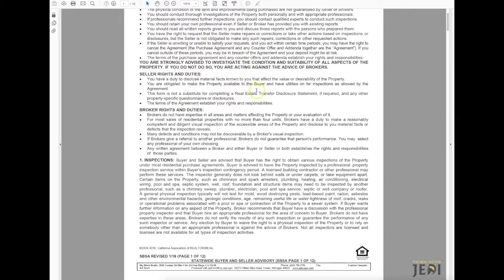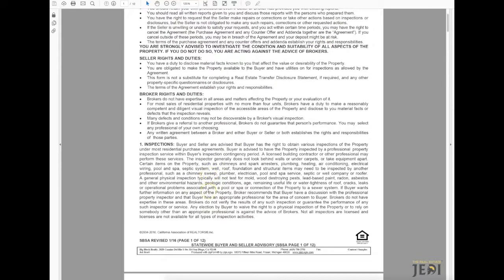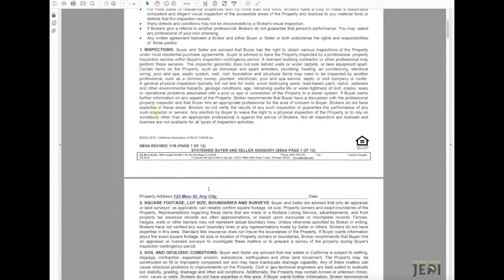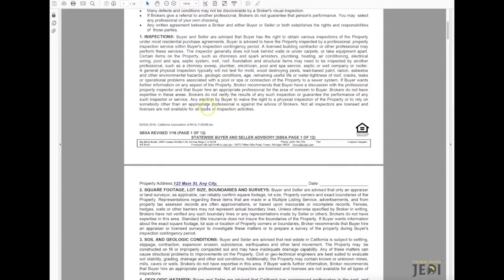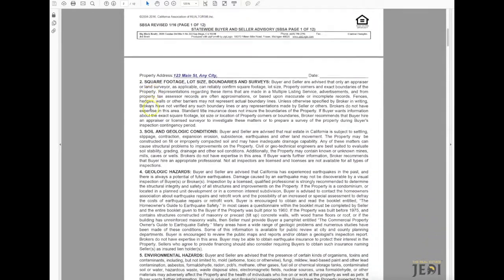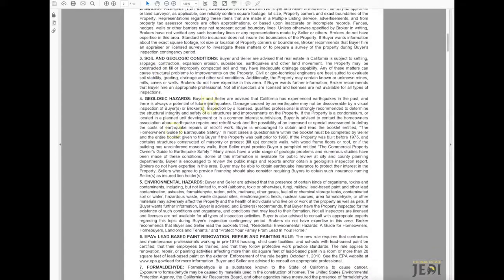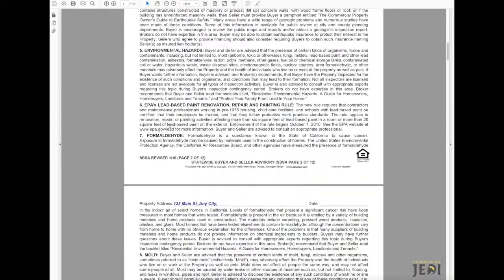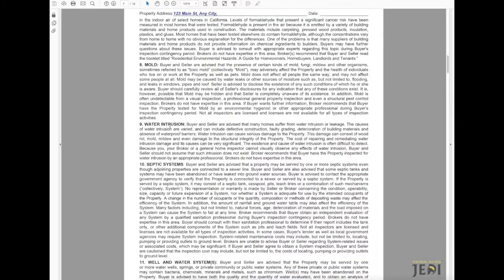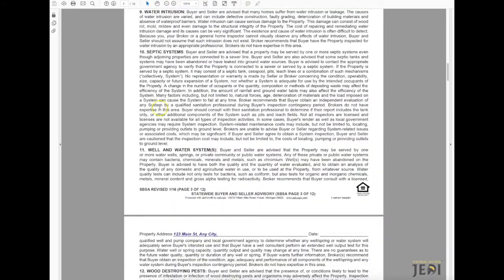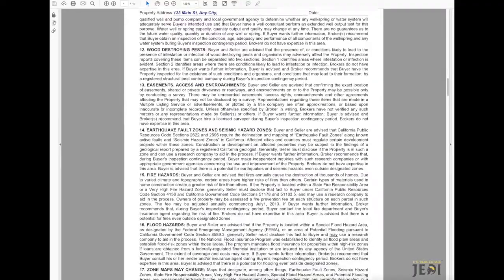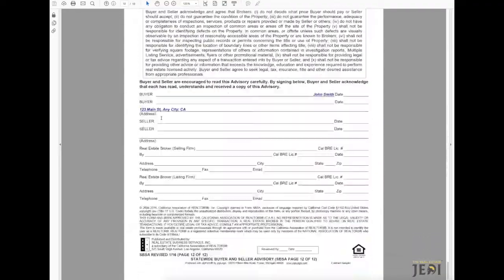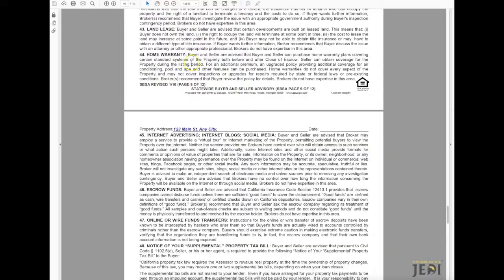So the importance of material facts in all these disclosures, and especially the first two that we looked at, the transfer disclosure and the seller property questionnaire, it's very important to disclose those. It gives the buyer and seller advisories about inspections, accuracy of square footage, soil and geological conditions. A lot of this stuff is all completed for you. It's just general disclosures, but as a seller, again, it's your responsibility to know what's in here and to at least review it, because at the bottom you are required to sign it. So that's the main package here.